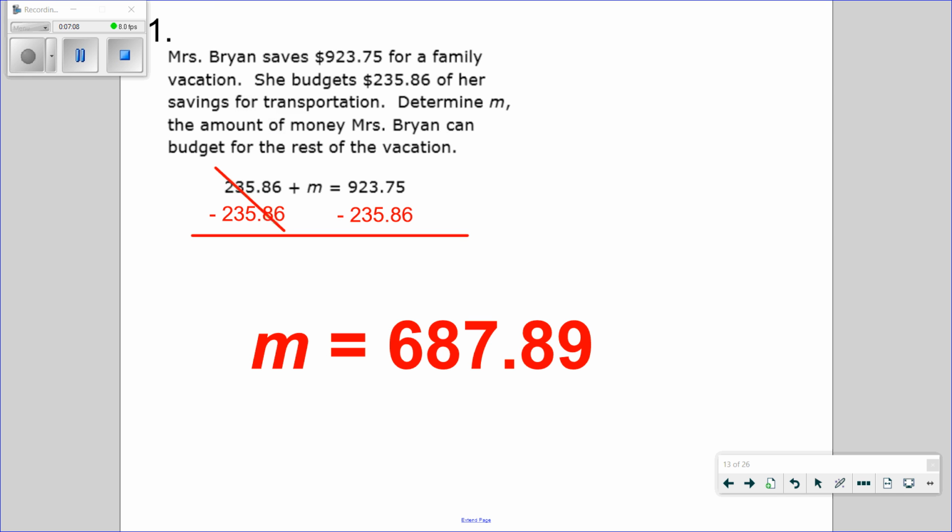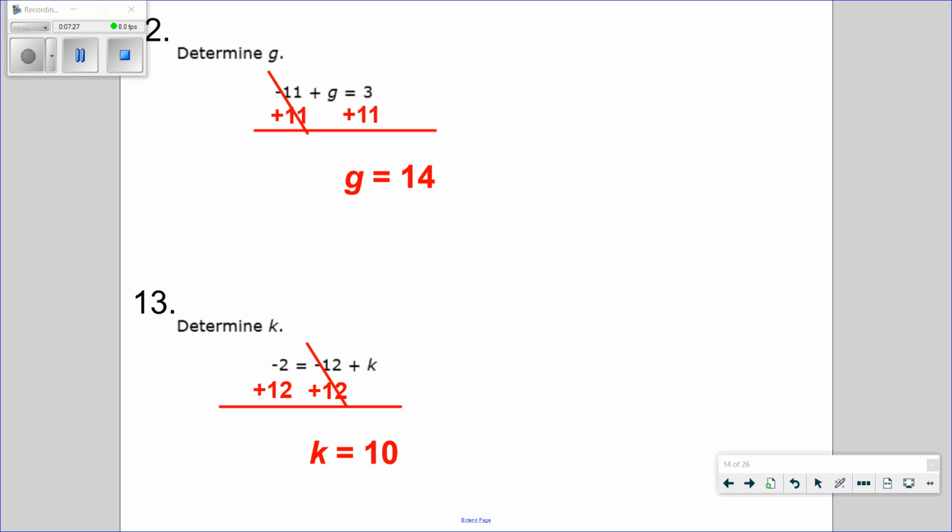And number 11, same thing. Here's m. Here's the equal sign. Is m isolated? No. How do I get rid of $235.86? I subtract it from both sides. Cancel. If you subtract those two numbers, you get $687.89. And we have 12 and 13. So here's G. Here's the equal sign. Is it isolated on the left side? No. How do I undo negative 11 with positive 11? Cancel. 3 plus 11 is 14.